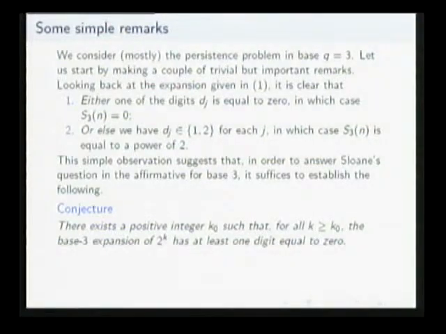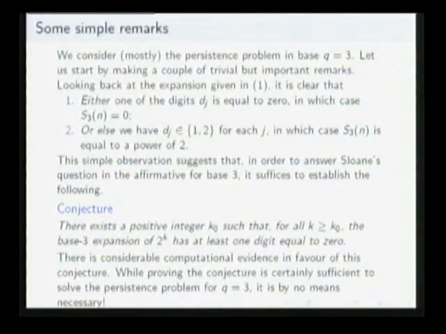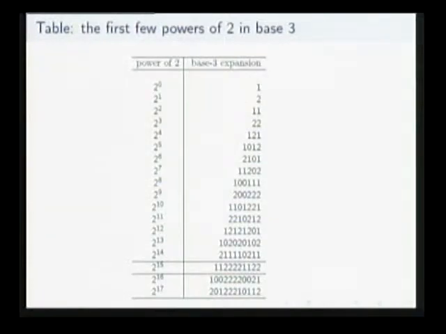Now, Charles and I have a very strong form of this conjecture. Our conjecture is that the digits of these powers of 2 become more or less uniformly distributed as you increase the power. You see as many zeros as you see 1s and 2s in the base 3 representation. You'll see that in a moment when I show you a nice colored table. There's a lot of computational evidence in favor of this conjecture, and this conjecture, of course, would only solve the persistence problem in base 3.